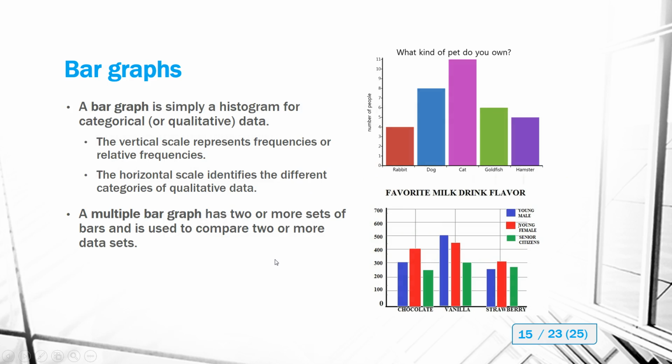Bar graphs. Most people are pretty familiar with bar graphs. It's simply a histogram for categorical or qualitative data. So here we have, what kind of pet do you own? And I love this graph because most of the people in the sample own cats. In fact, there are more people that own cats than dogs.